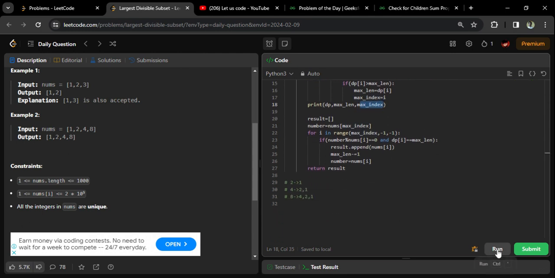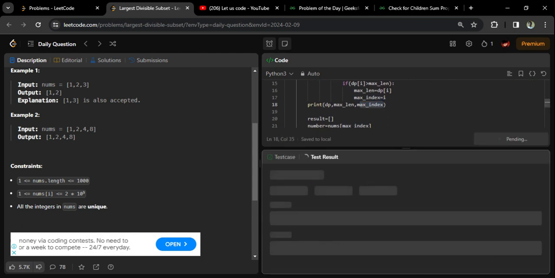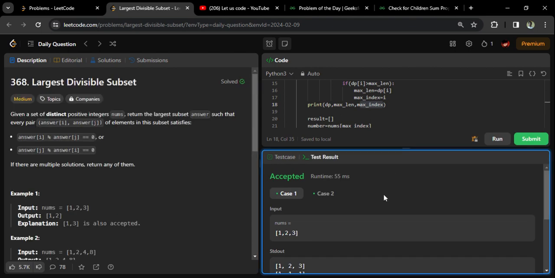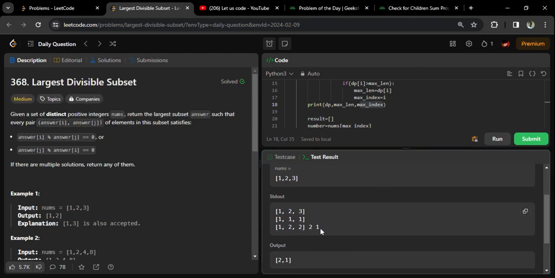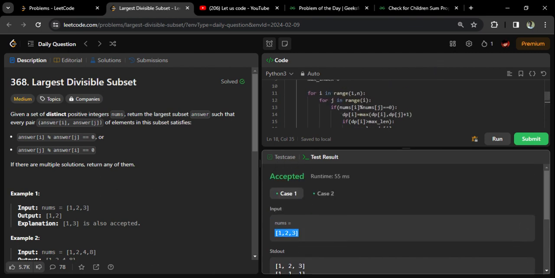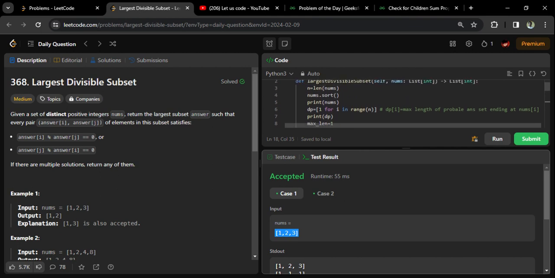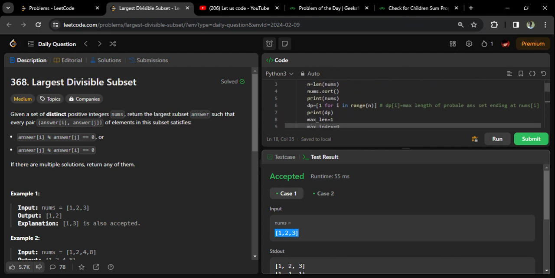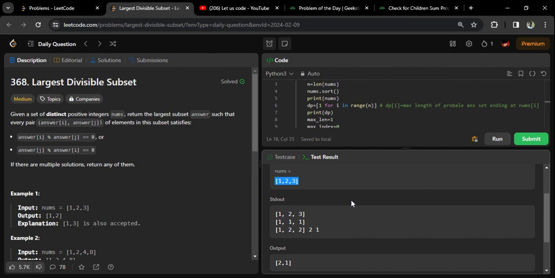So let me quickly run this and show till this part. Yeah, this is the one. Initially, this is the given array. The first is the given array as it is. After sorting, it will look like this. It's already sorted, but in case it is not sorted, it will look like this after sorting. Then this is the initial dp array, all values will be 1, and this is the dp array after our calculations.